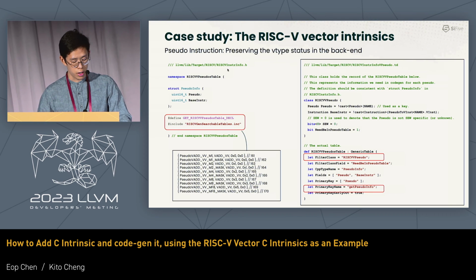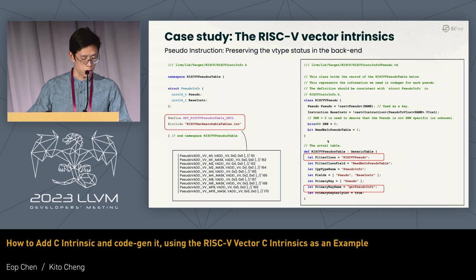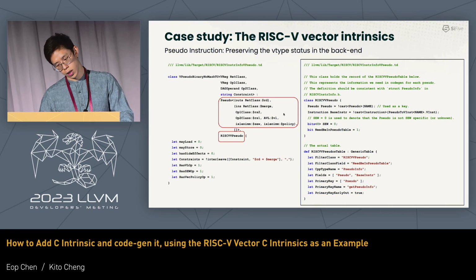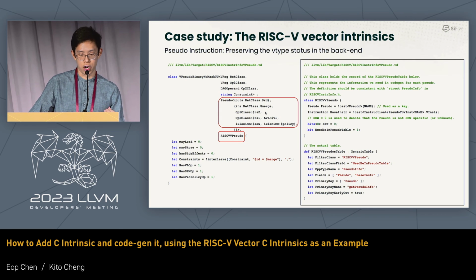As you can see on the right, the class RISCVPseudo is using the pseudo instructions as a key for the table, searching for the base instructions. Then, where we actually declare the pseudo instructions, we have that class appended to allow it to be added into the table for lookup.